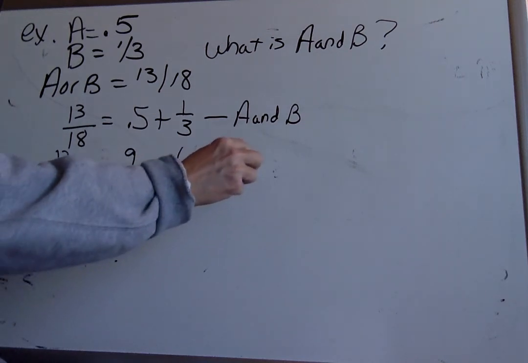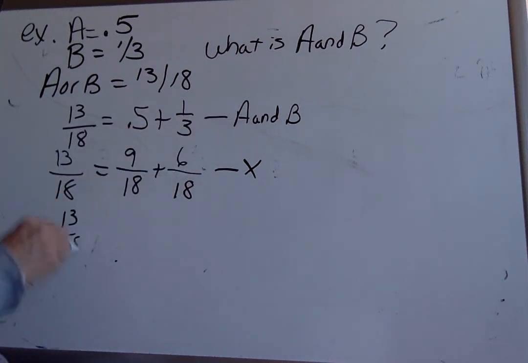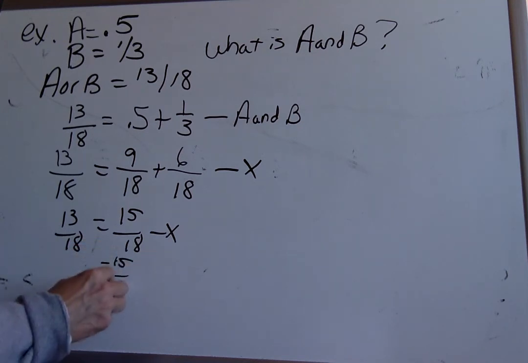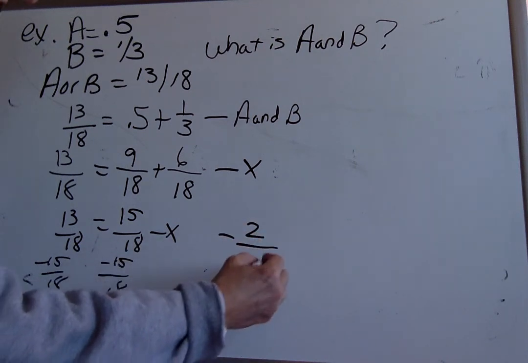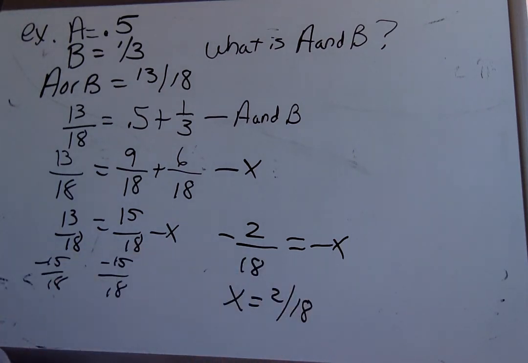6/18 minus, I'm just going to call that x right now so I don't have to keep writing it, because that's my unknown. So we have 13/18 equals 15/18 minus x. You know algebra. There's lots of next steps. It doesn't really matter as long as you get to the right answer. Minus 15/18 from both sides. So I have minus 2/18 equals minus x, or x equals 2/18, which is the A and B part. So yeah, 15 minus 2 is 13, yes.